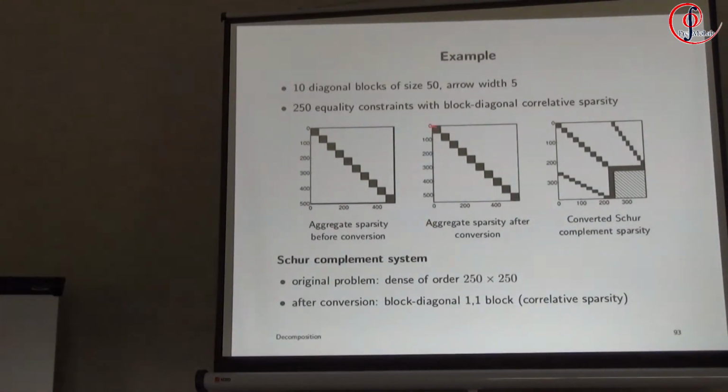If you do the conversion, then you get this aggregate pattern, and now everything is block diagonal, because these dense rows and columns have disappeared, and instead of diagonal blocks of size 50, now we have diagonal blocks of size 55. So we did this conversion, and then for each block we have to add consistency constraints to make sure that this block that's represented several times is consistent.